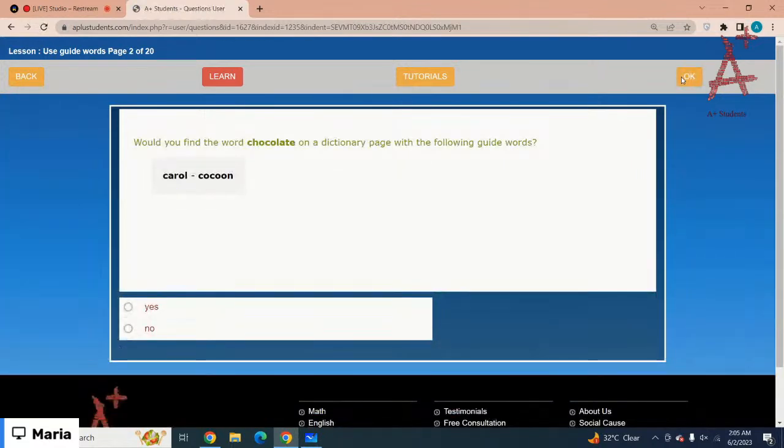Would you find the word chocolate on a dictionary page with the following guide words? We have to see if we can find chocolate in between Carol and Cocoon. Here you have CA. Here you have CO. The first letter of all of them is C. The second letter of chocolate is H. So let's see if H is in between.